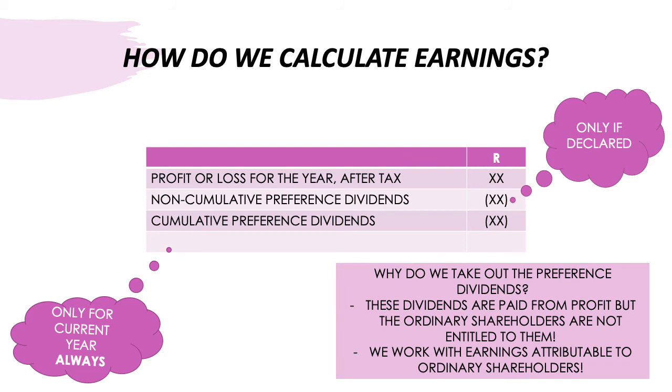Because cumulative preference dividends are always deducted in the calculation, you will only ever deduct the cumulative dividends for the 1 year in question, regardless of whether or not the dividends are in arrears. With the calculation of basic earnings per share, it is incredibly important for you to understand why you are doing what you are doing. So ask yourself quickly, why do we take out the preference dividends? What is the reason for taking out the preference dividends in the calculation of earnings?